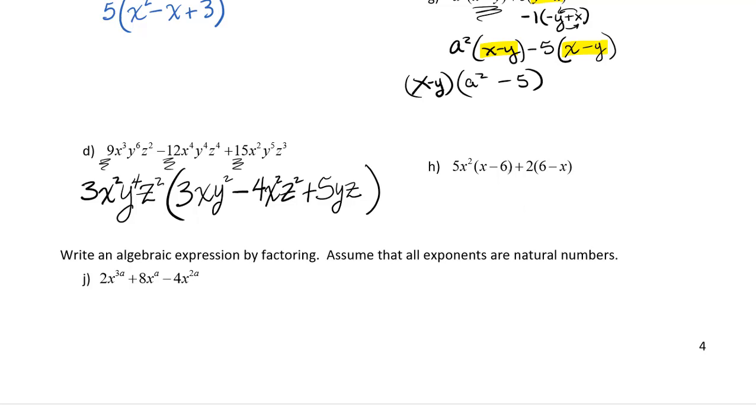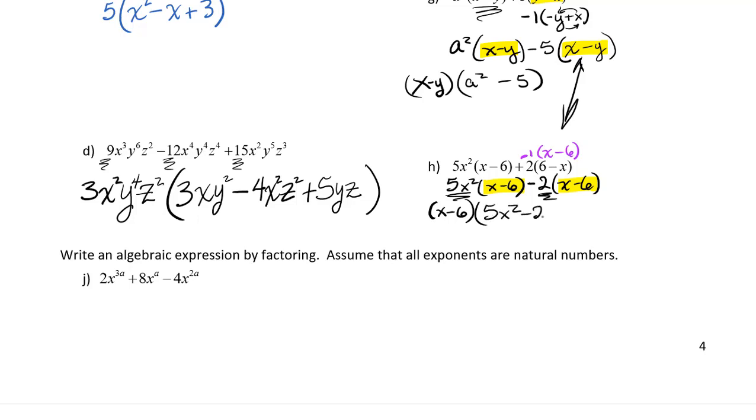5x squared times x minus 6 plus 2 times 6 minus x has a very similar pattern to example G above. We have to change the order of the terms and their signs. So we're going to factor out a negative 1, and that will give us x minus 6. If I rewrite this, I have 5x squared times x minus 6 minus 2 times x minus 6. And now we have 2 binomial factors that match, and we can bring that out front, x minus 6, and we're left with the other pieces of the terms, 5x squared minus 2.